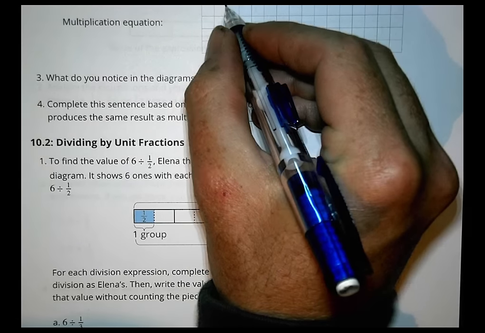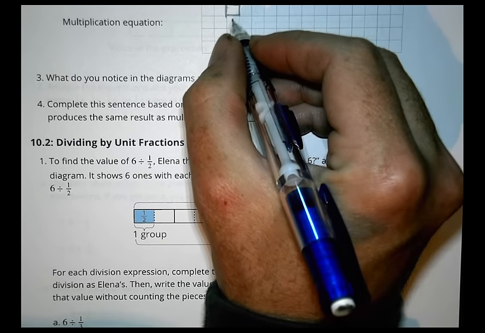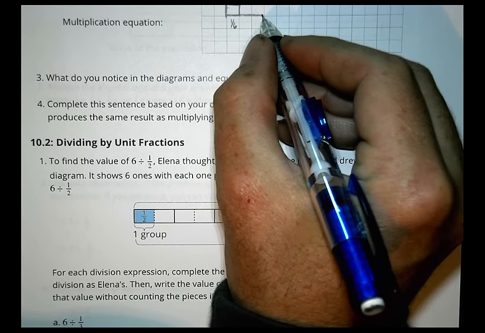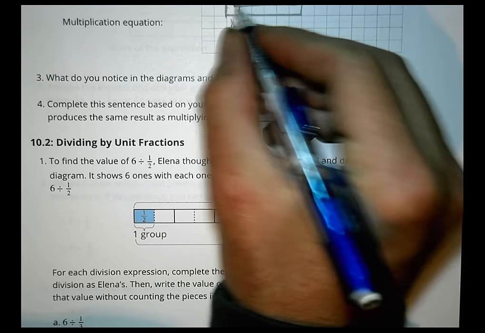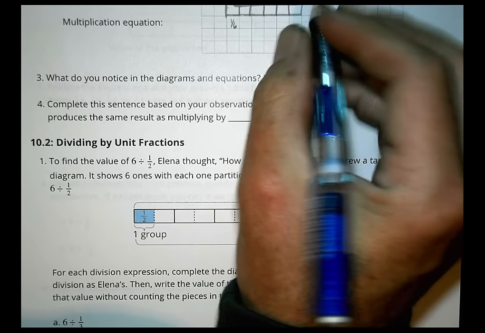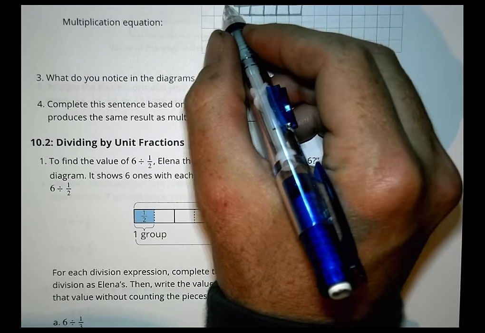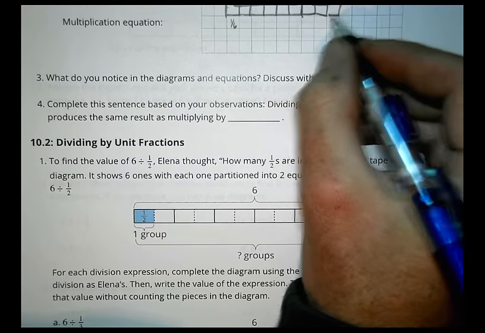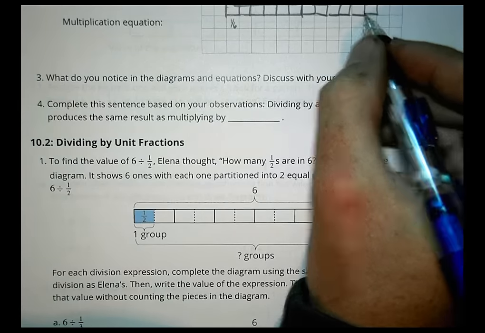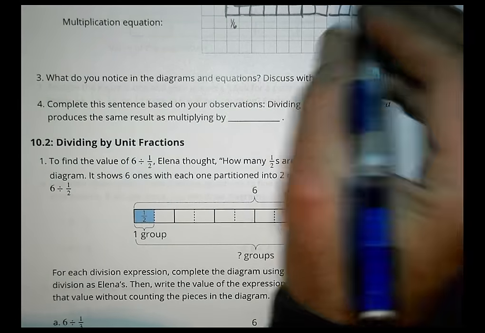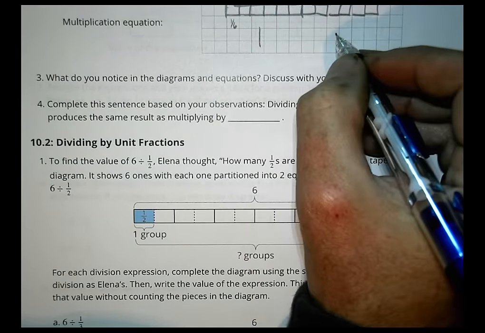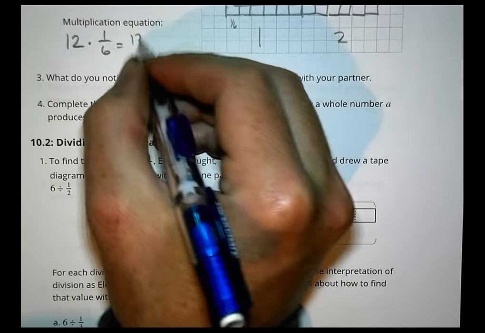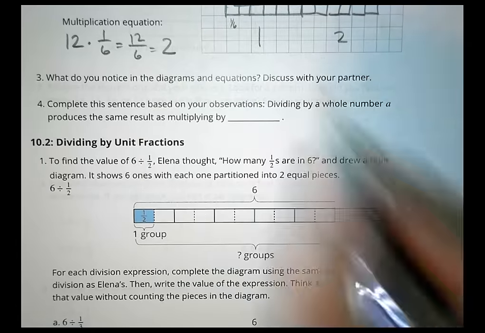Again, the idea is this is a group of 1/6. We'll call that 1/6, and we're going to have 12 of them. So 1, 2, 3, 4, 5, 6 of them right there. Once I have 6 of them, I have a whole group, don't I? So let's do another 6. 1, 2, 3, 4, 5, and 6. And so now I have another one. So I have 1 group and I have 2 groups. So 12 times 1/6 is equal to 12 over 6, which is equal to 2.